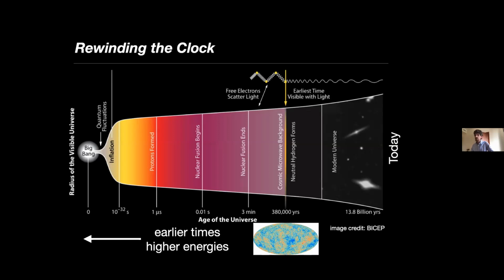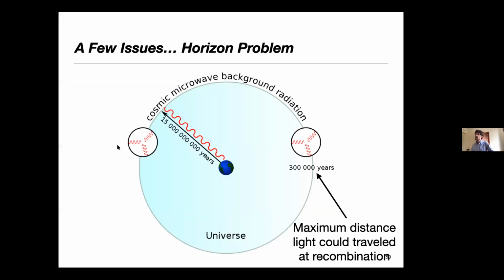The reason why we think there was this period of inflation is because of a couple of problems that people realized from early measurements of the CMB. The first one of these, which I like because it's pretty easy to understand, is called the horizon problem. What the horizon problem is basically wondering is why the CMB is so uniform.